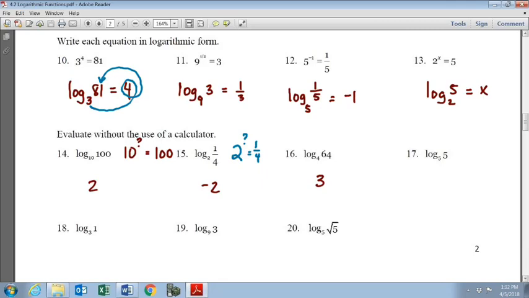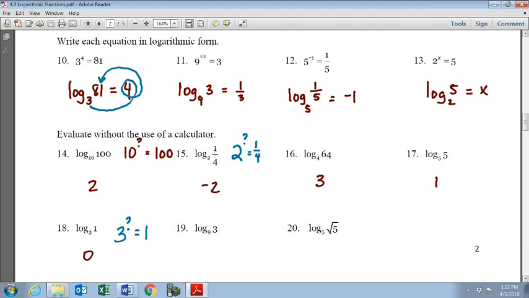All right, on number 17, I need to find an exponent that you put on a 5 to get 5. Well, that would be 1. On number 18, I need to find the exponent you put on a base of 3 to get 1. Well, anything to the 0 power would be 1, so the exponent here must be 0. So again, I'm just trying to find the exponent I put on a base of 3 to get 1, and that would be 0.